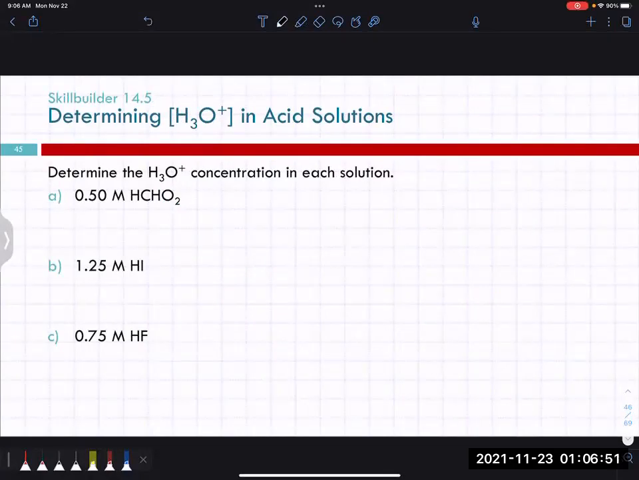Yeah, we can do this. So if we want to determine the hydrogen concentration in a solution, we take 0.50 molar HCO2.